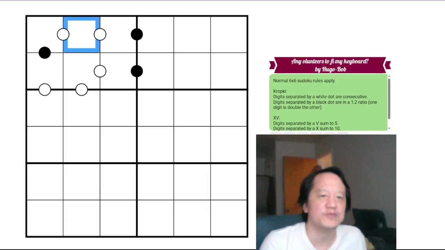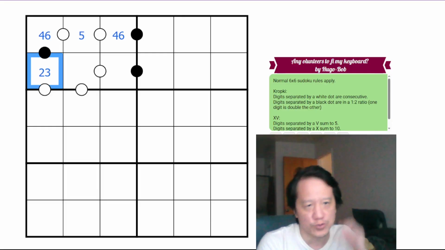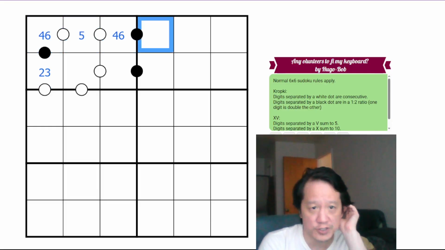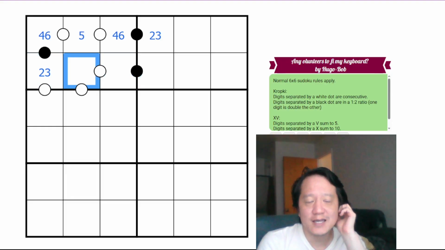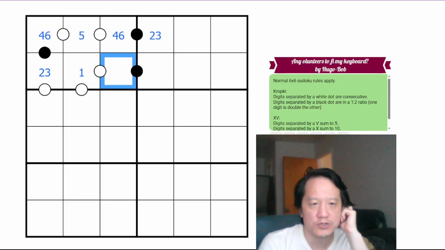So what happens if this is 5? If this is 5, this is 4, 6, this is 4, 6. This is 2 or 3 to be in a 1 to 2 ratio with 4 or 6. The thing is, this cannot be 2 or 3, because if this is 2 or 3, that would guarantee these add up to 5, which is not possible. So this would have to be 1, which is only consecutive with 2. So then this would be 2 and 2.